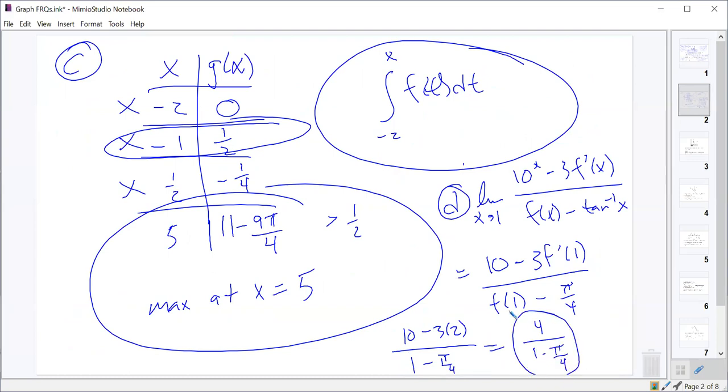And most of the time, when they throw these random limits in, they'll often come out to be ones that need L'Hopital's rule, but don't assume that they do. Just remember that that's a possibility if it's 0 over 0 or infinity over infinity. But in this case, you didn't need it. Any questions there with part D?